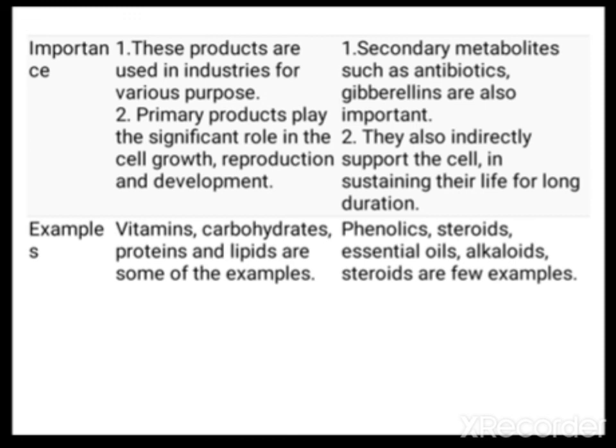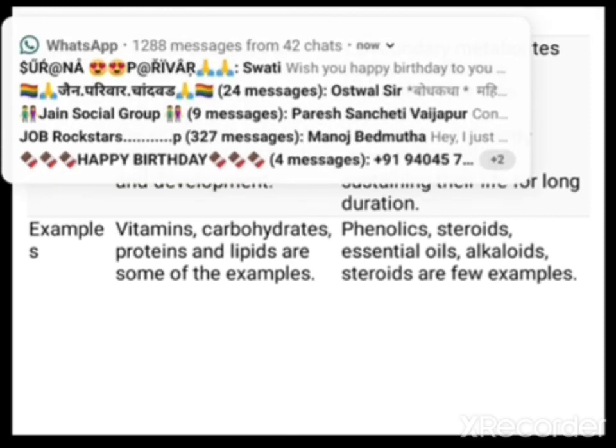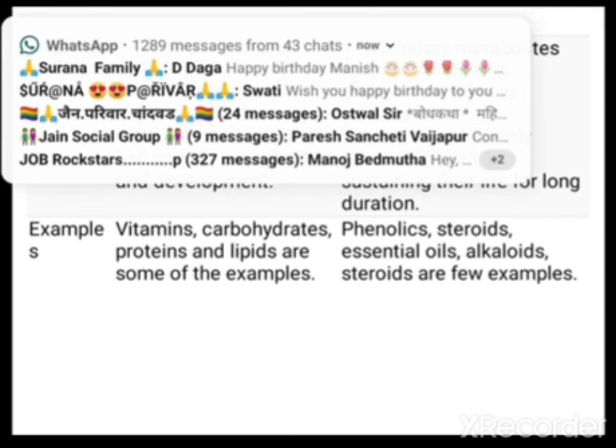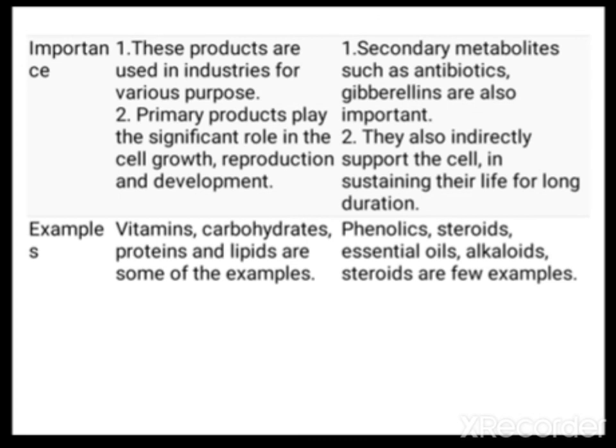Examples of primary metabolites: vitamins, carbohydrates, proteins, and lipids. Examples of secondary metabolites: phenolics, steroids, essential oils, alkaloids. There are many hundreds or thousands of examples of secondary metabolites. We'll see details about these primary and secondary metabolites and how they are synthesized in the plant body, through the study of different pathways like the shikimic acid pathway, malonic acetate pathway, and amino acid pathways in the next lecture.